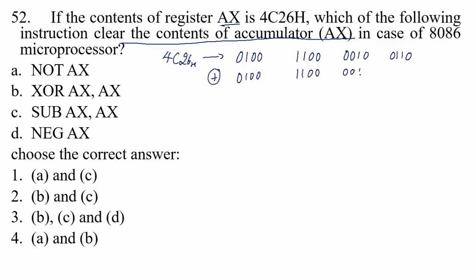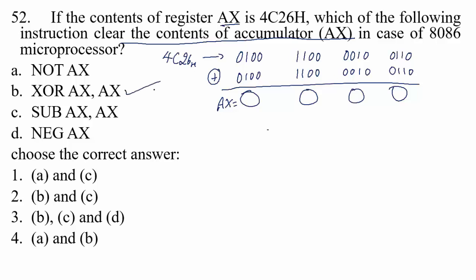1100, 0010, 0110. Now what is the output of an XOR gate when both the inputs are the same value? When both the inputs are of the same value, the output is 0. XOR is going to give the output as 1 whenever inputs are unequal, but XNOR will be giving the output as 1 whenever the inputs are equal. This is one trick you have to remember. So if you are performing XOR AX, AX, the result will be stored back in the AX register only. So what is the value of AX? AX contents is 0. So this statement is correct.